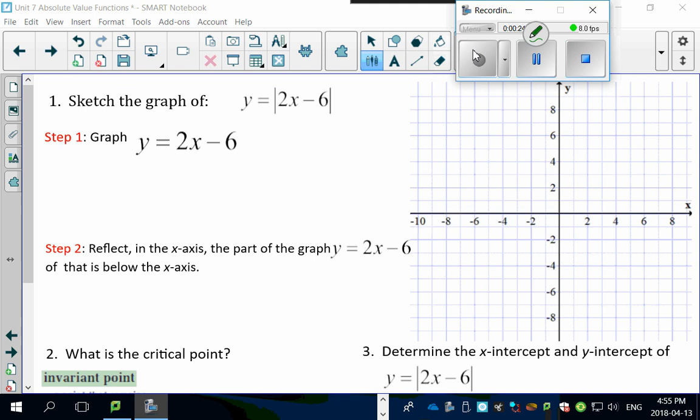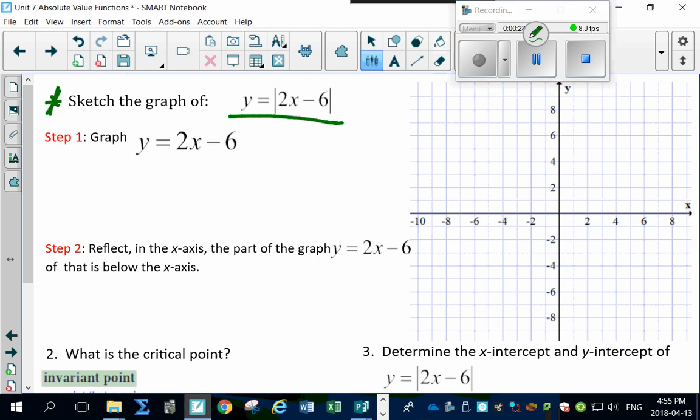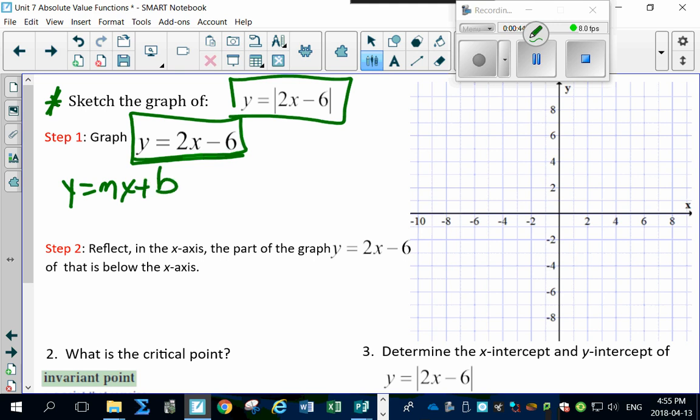Okay, here we go. Look at this question. It says, sketch me the graph of this absolute value function. Probably the easiest way to do it is start just with the original graph. Don't absolute value anything. Just look at what the original graph looked like. Well, if you think about this, this is in the form of y equals mx plus b, something you did in grade 10, Math 10C, okay?